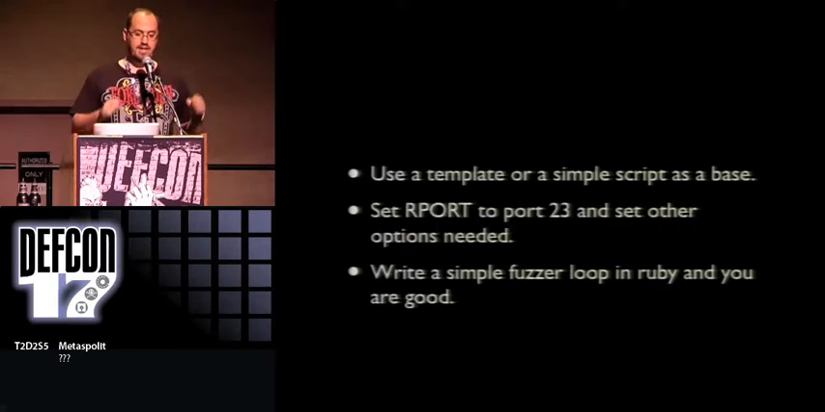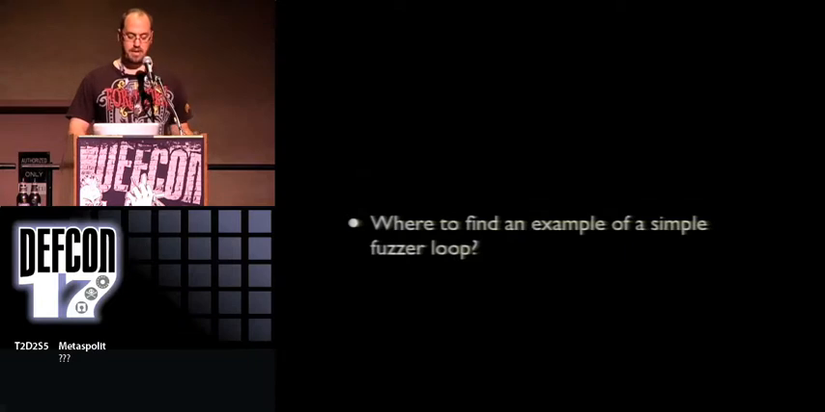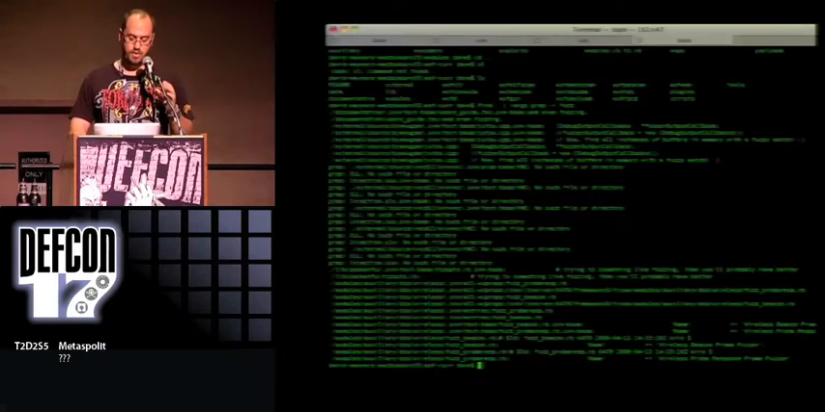I have a template, and I'm actually going to make that available. The longer talk this was all based on will be available on our website, and I'll send it to HD as well. The template is basically a blank exploit that you can use for everything. You set your port to 23, and I wrote a simple fuzzer loop that found bugs in the AS400 telnet server. And you might be asking yourself, where would you find an example of a simple fuzzer loop? Well, HD Moore actually wrote one.